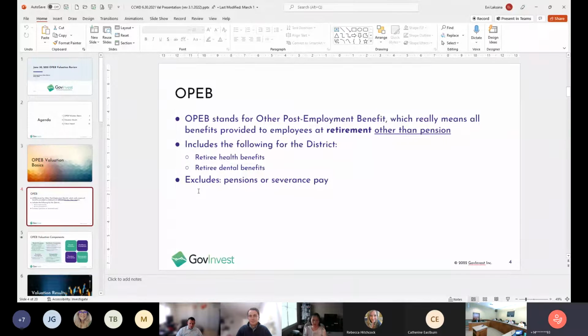So OPEB stands for other post-employment benefits, which really means it's all benefits that are provided other than pension. So it's benefits at retirement, not while the employees are active. For the district, you currently offer retiree health benefits as well as dental benefits. So OPEB will exclude any kind of pension or severance pay.